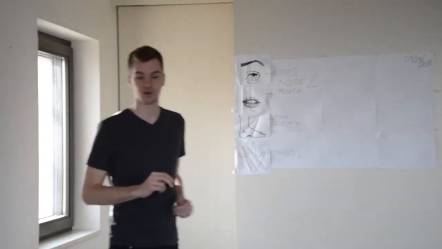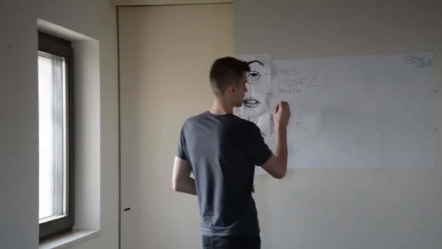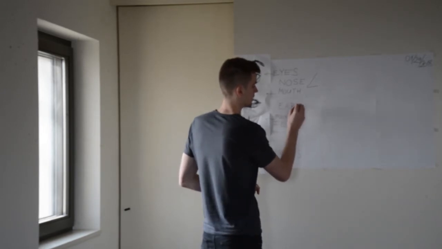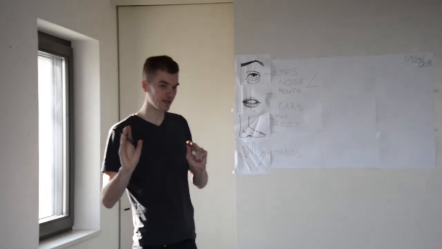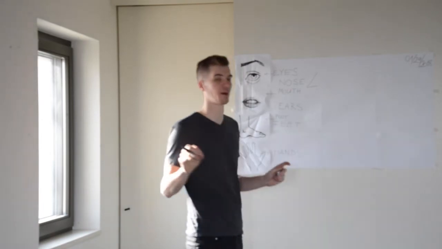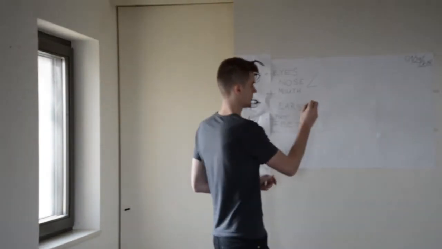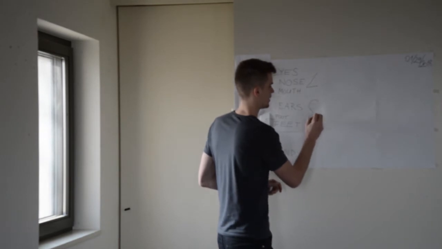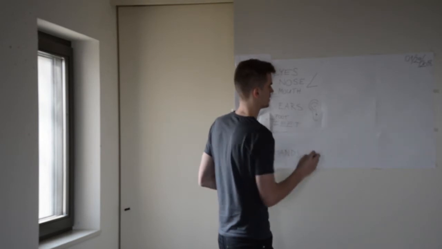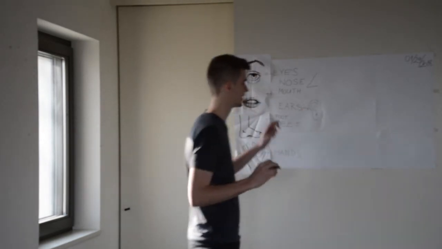Okay, any other body part? Yeah? What are these? What are these? They're the ears. Okay, the way you write that is E-A-R-S. If you're talking about one ear, then it's just ear without the S. If you're talking about both, then it's ears. So let me draw a beautiful ear. So these are the ears. Okay.